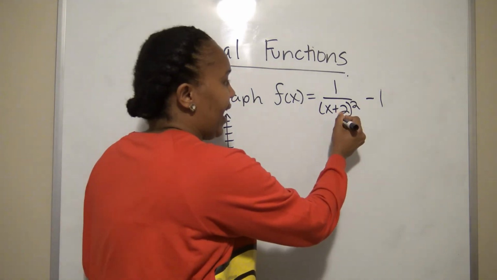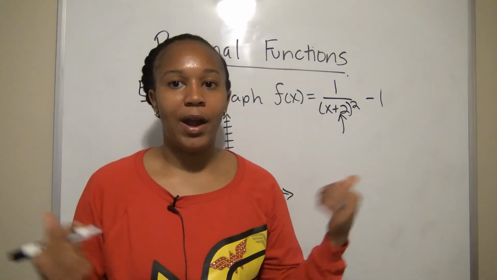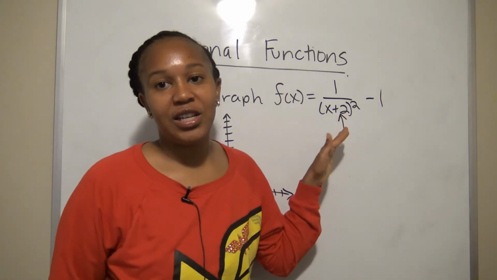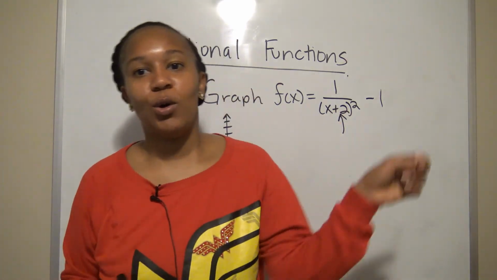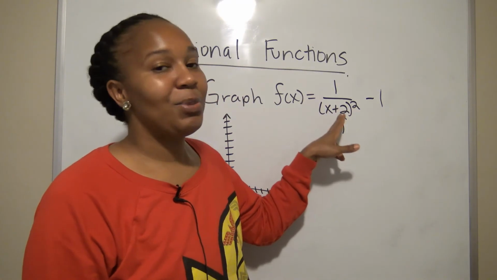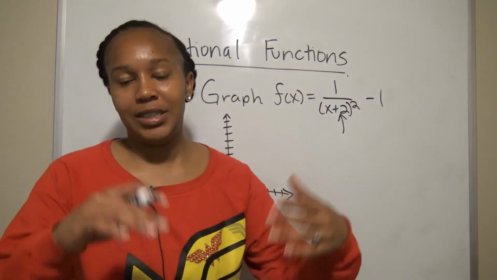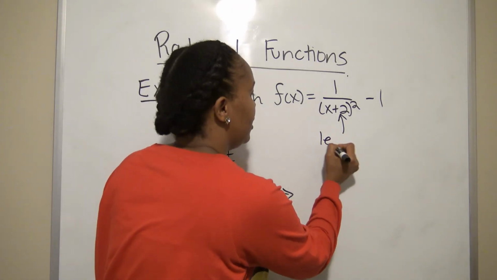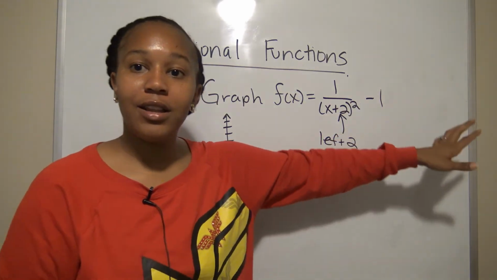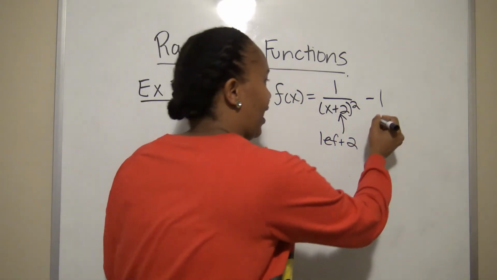So when we add 2 inside the parentheses, remember that's a horizontal shift. It's going to go either left or right. Because it's plus and because it's horizontal, it does the opposite of what you think it's going to do. Plus 2, you would think it goes to the right, but since it's inside those parentheses, it actually goes to the left 2 units. And anytime you add or subtract outside of the parentheses, it's going to shift it up or down. And since this is a minus 1, it's going to shift the graph down 1.